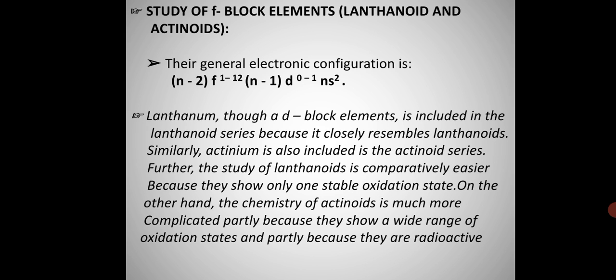After lanthanum, the next element is cerium, which is the first member of the lanthanoid series. Here the 4f subshell has lower energy. In lanthanum, the 5d subshell has lower energy, so the differentiating electron enters into the 5d subshell. But in cerium, the 4f subshell has lower energy and the differentiating electron enters into the 4f subshell.